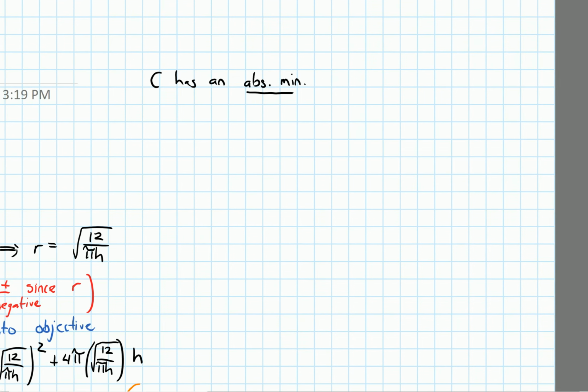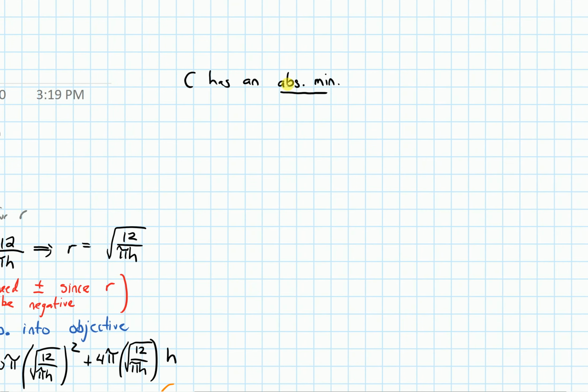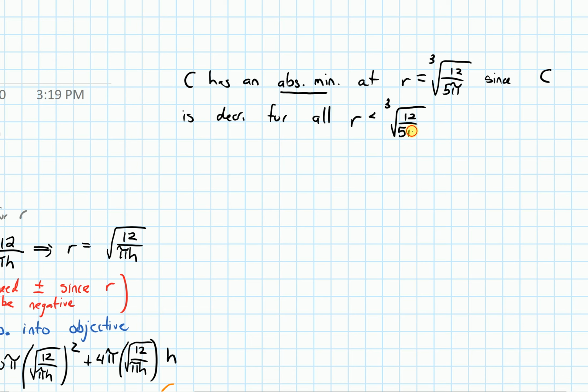Okay, so this local min happens to be an absolute min. There's an absolute min at r equals cube root of 12 over 5 pi, since c is decreasing for all r less than the cube root of 12 over 5 pi, and it's increasing for all values of r that are greater than the cube root of 12 over 5 pi.